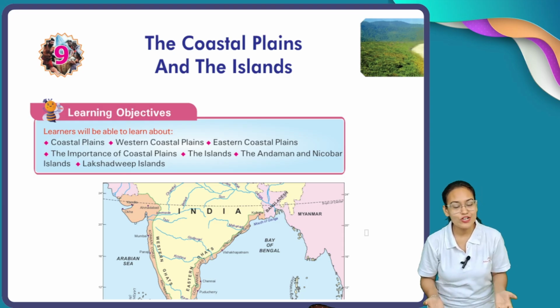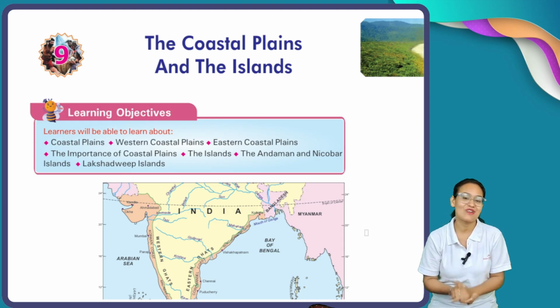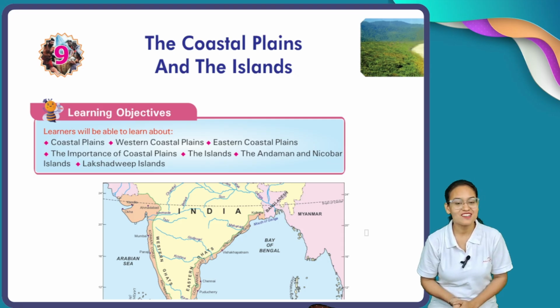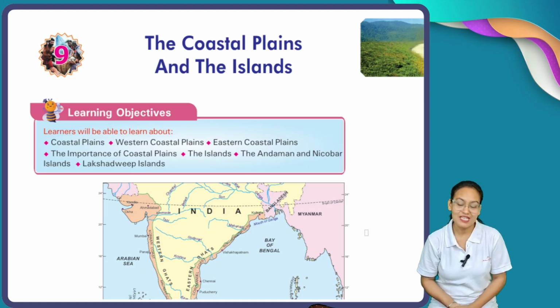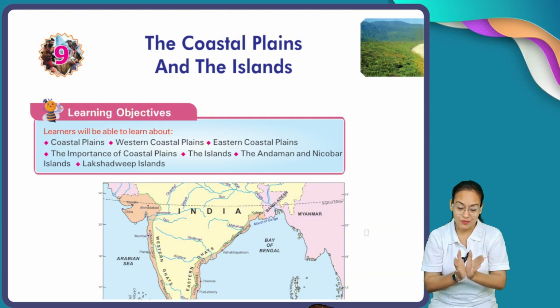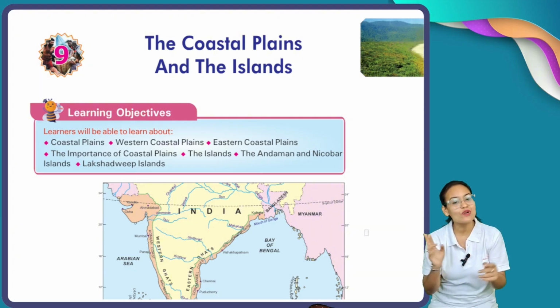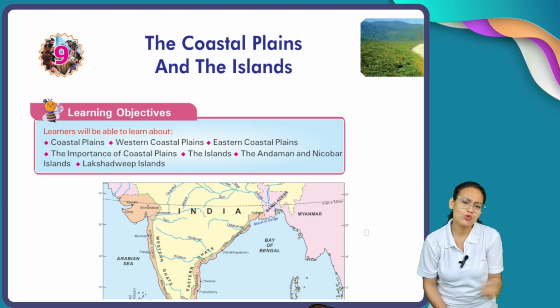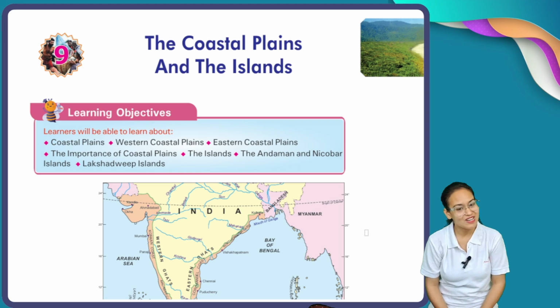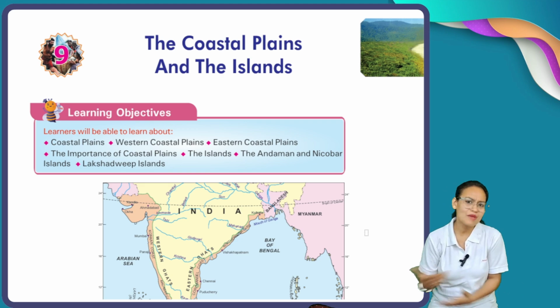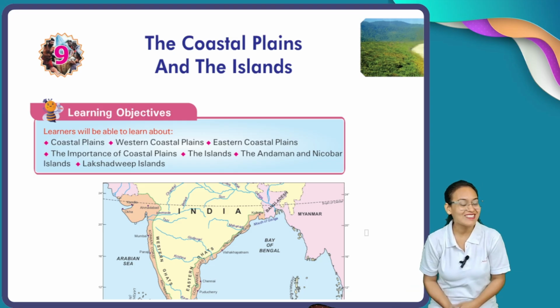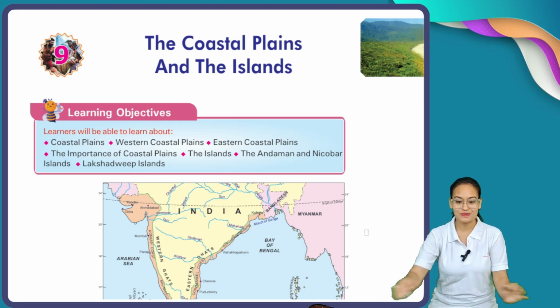So, what we are going to do in today's session, as you can see on my screen, we are going to start a new chapter. In this chapter, my dear students, we are going to see about the coastal plains. Okay, means all our coastal plain areas and our two important islands. In this chapter, we are going to see why coastal plains are important for us. Okay, and our two islands, Andaman Nicobar and Lakshadweep. Okay, how people live here. So are you excited? Come with me and start the chapter.